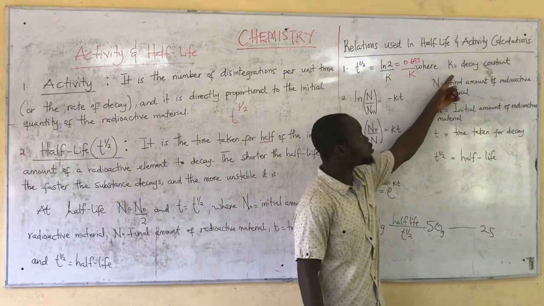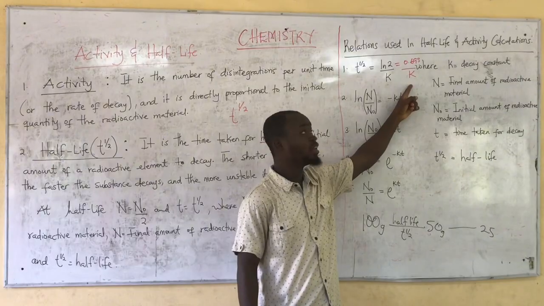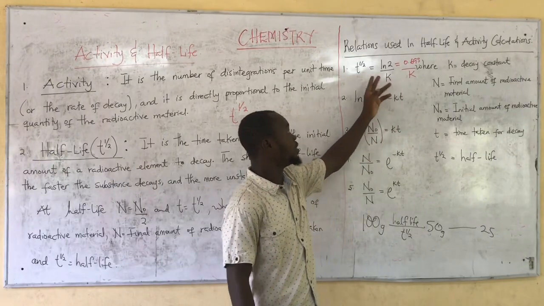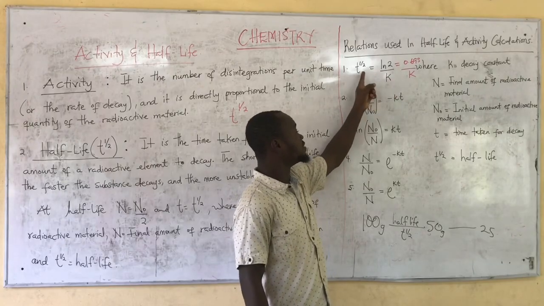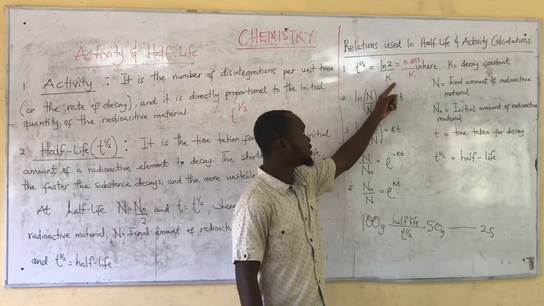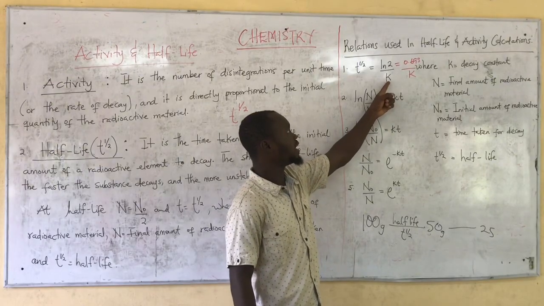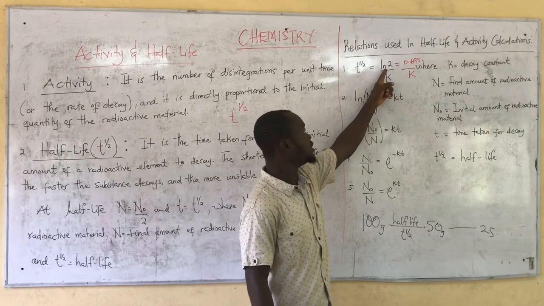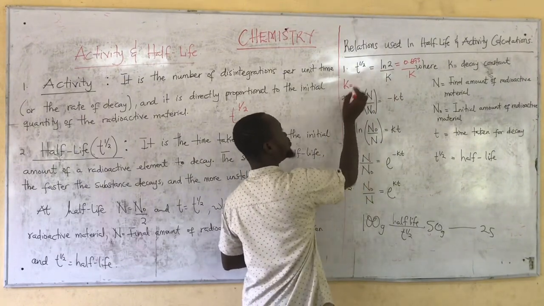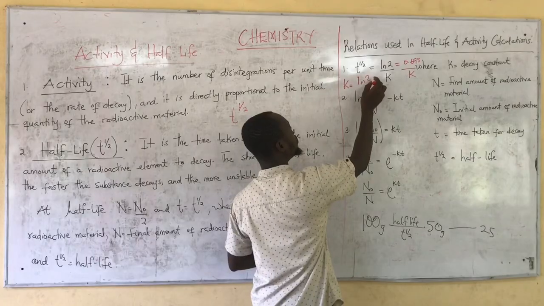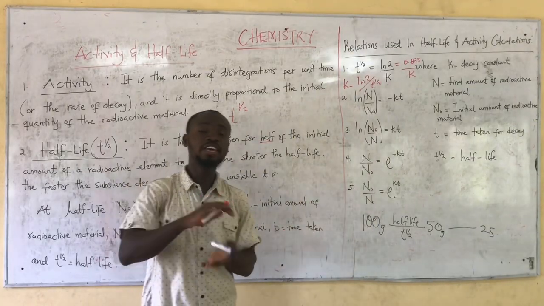Where K is equal to the decay constant. So K is a constant. Is that okay? K is a constant. So there is a variation between half-life, ln 2, and then K. T half is equal to ln 2 over K. So we can also make the decay constant the subject. Making the decay constant the subject becomes what? Ln 2 over T half. So we can get K to be equal to ln 2 over T half as well. Is that okay? So we can alternate between them.